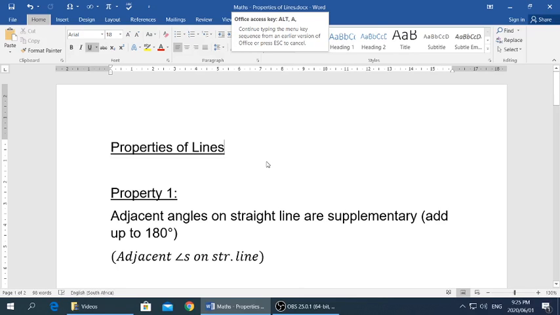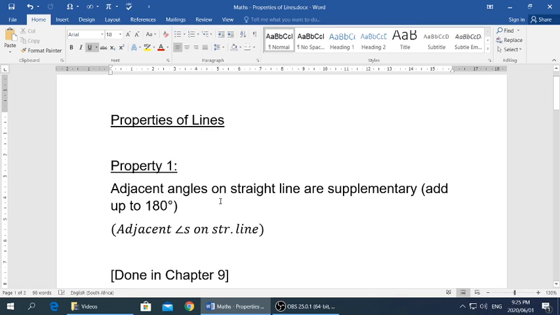Today we're continuing on with the properties of lines. We did the properties of 2D shapes last chapter, and we also looked into one of the properties of lines. If you remember, we looked at property 1, where we said angles on a straight line are supplementary. In other words, they add up to 180. Okay, so we already did that in chapter 9, so I'm not going to go over it again.